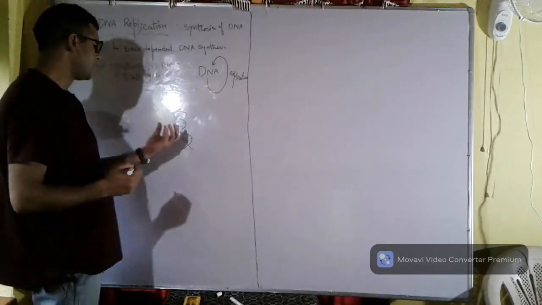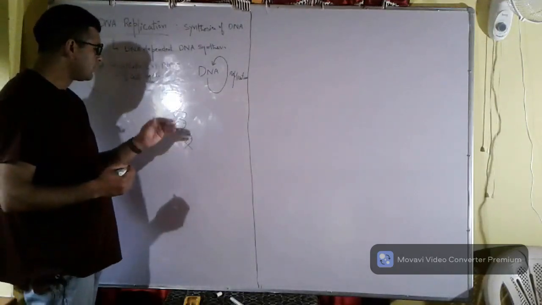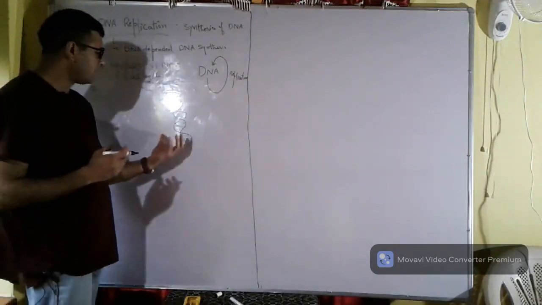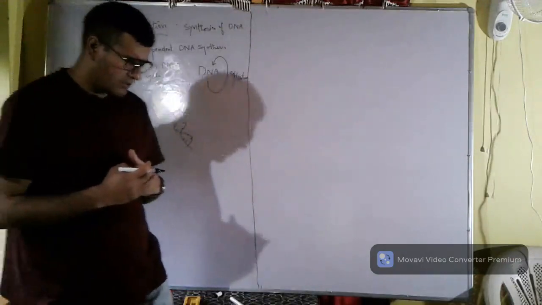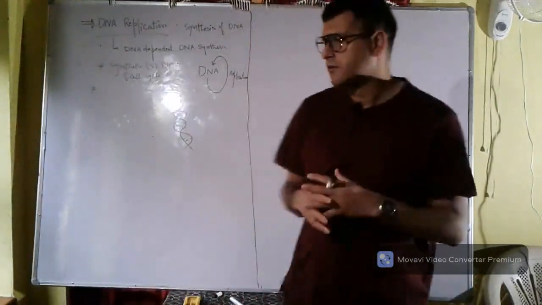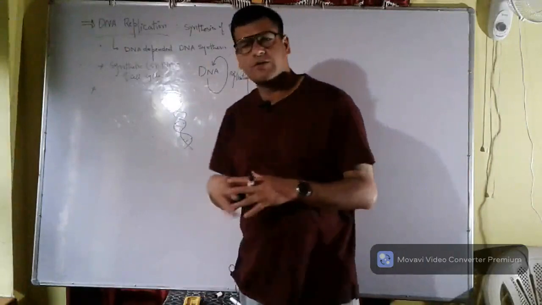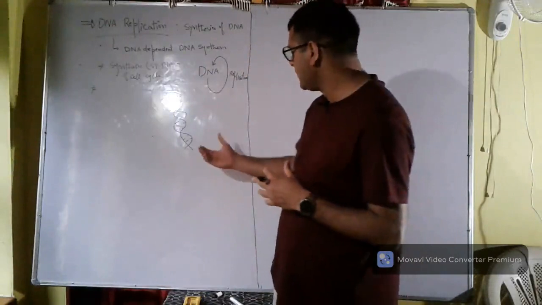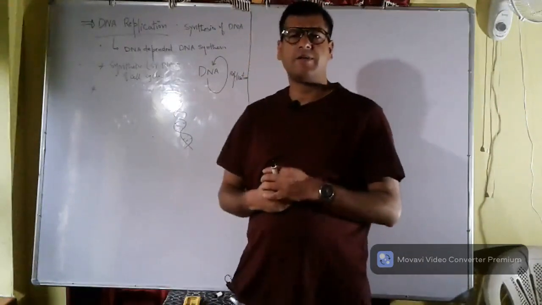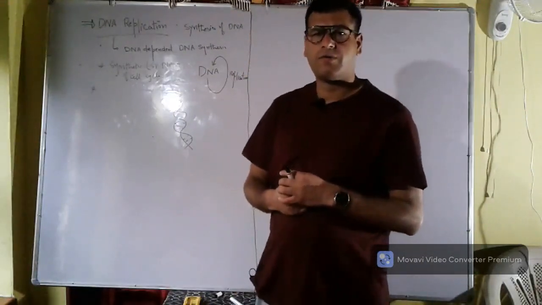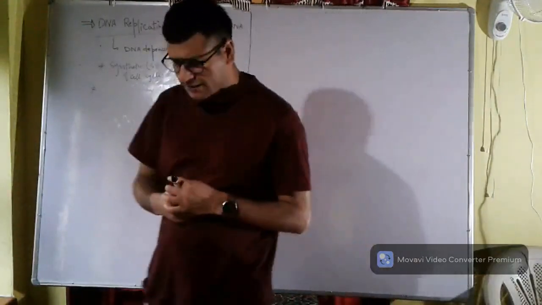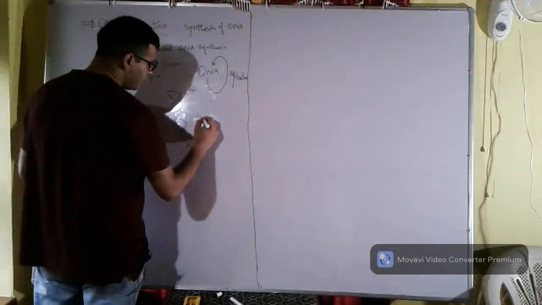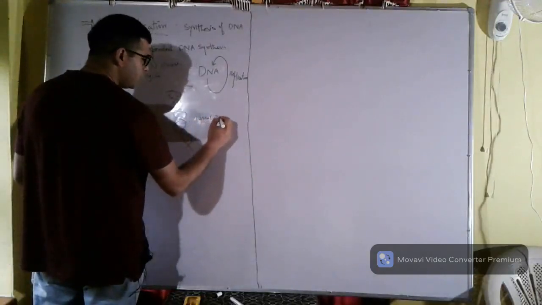In DNA replication, this DNA molecule, which is called the parent DNA molecule, unwinds. The two chains of the parent DNA molecule separate, and then each chain acts as a template for the synthesis of new DNA strands. It will be like this.